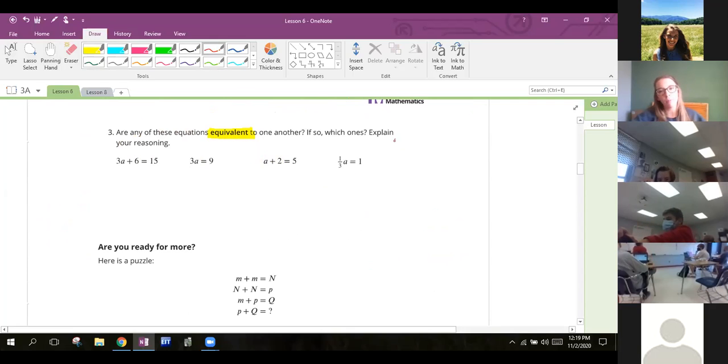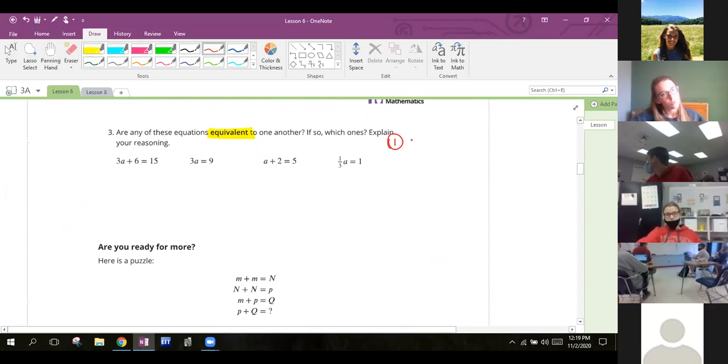So how do we determine if things are equivalent? They have to have what? Their equations have to equal the same. They have to have the same... No, you know what I mean. Yeah, I know what you mean. They have to have the same solution.